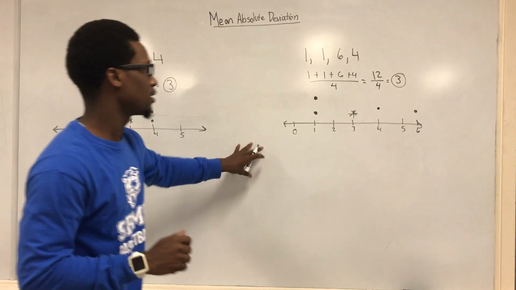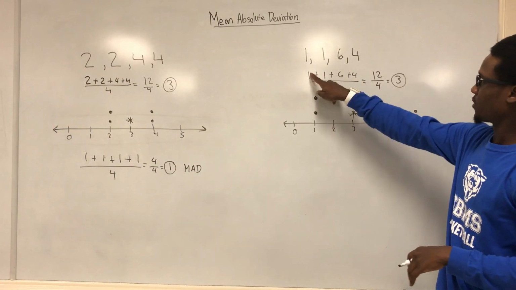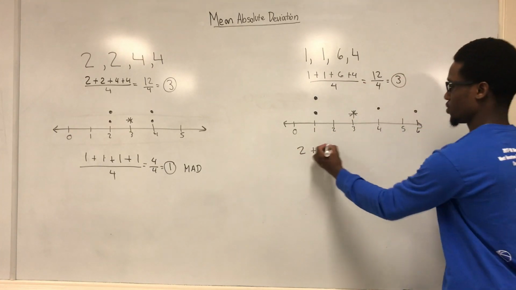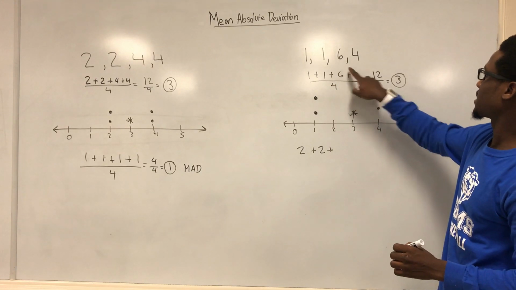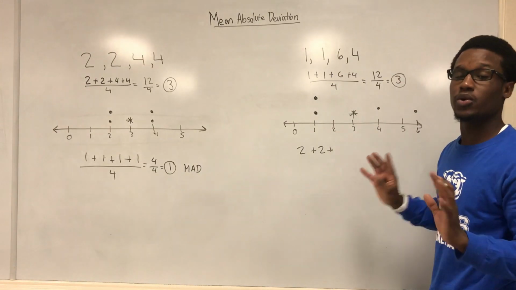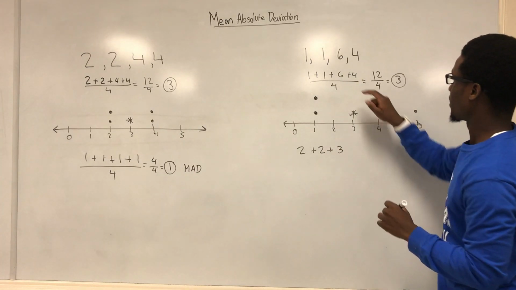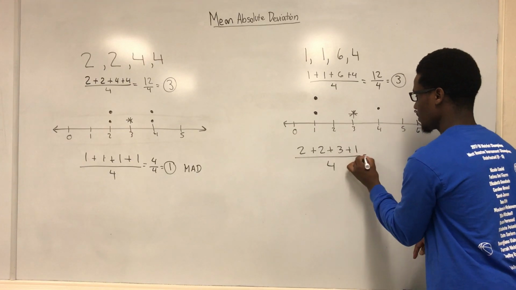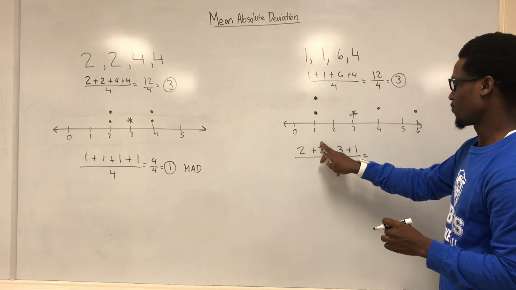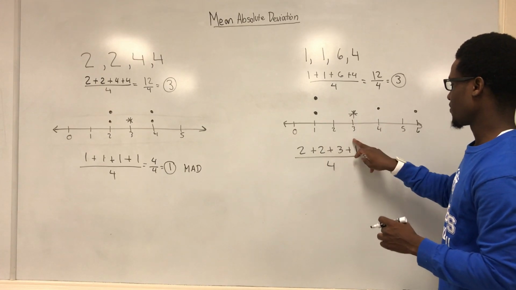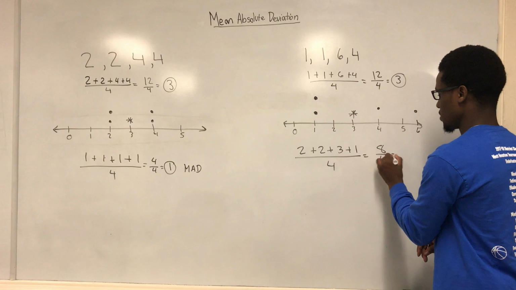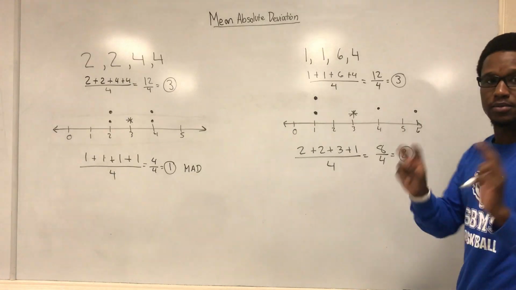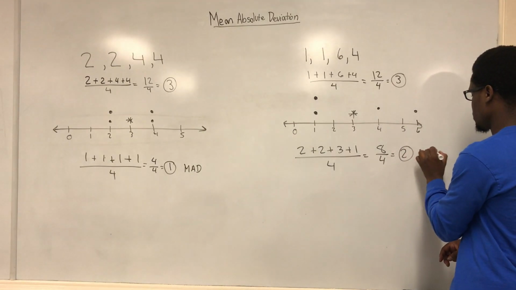Now let's take that and do it over here. So the difference between 1 and 3 is 2. The difference between 1 and 3 is 2. The difference between 6 and 3 is minus 3, but remember we're only taking the absolute value, so we just need 3. And then the difference from 4 to 3 is going to be 1. Okay, so when I add all of those up, I have 2 plus 2, which is 4. 4 plus 3 is 7. 7 plus 1 is going to be equal to 8. So as you can see, our mean absolute deviation for this data set is going to be 2. This is my mean absolute deviation.